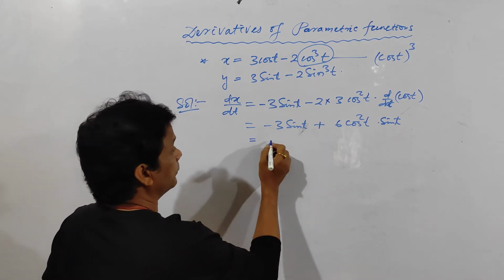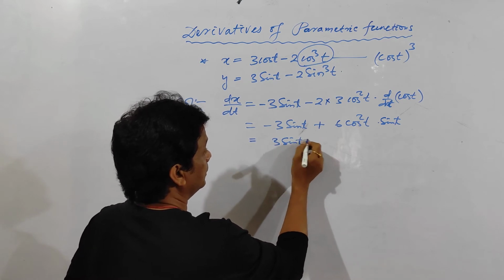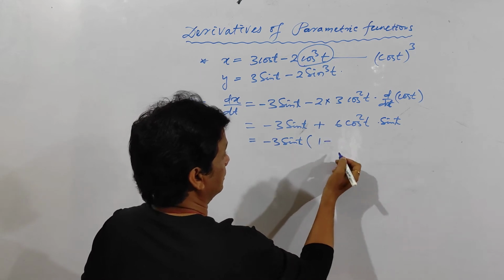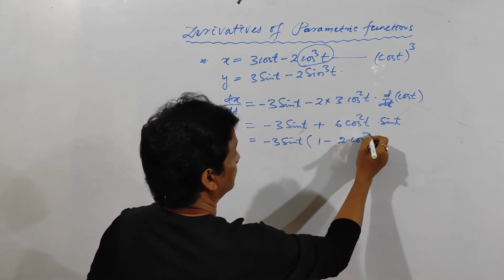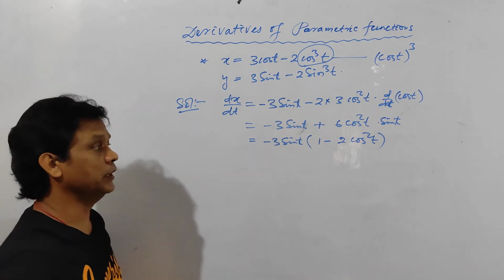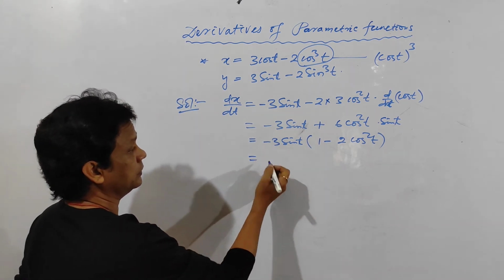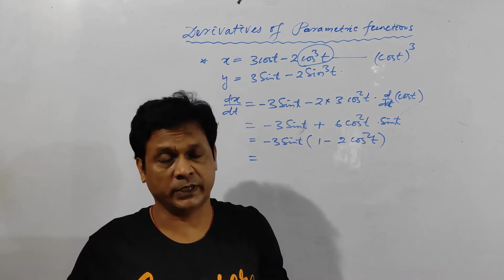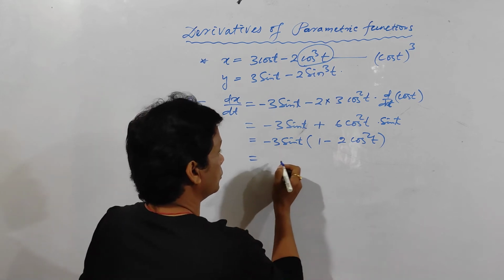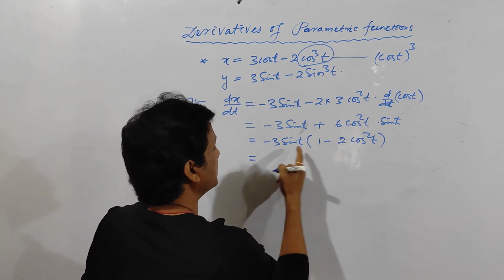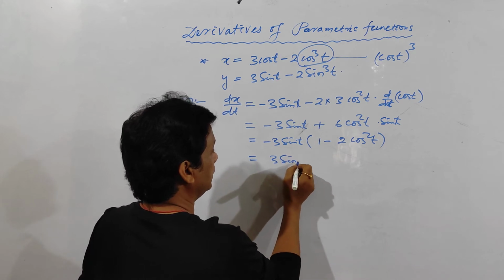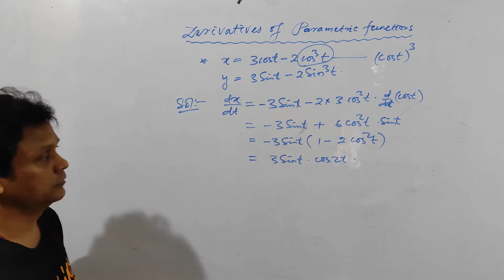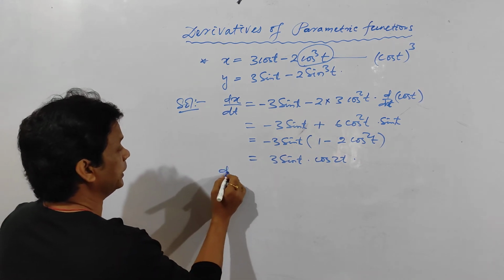So we can take common also. Take 3 sin t common. It will become minus 3 sin t, then 1 minus 2 cos square t. Clear? Now see here. And the formula, 1 minus 2 cos square t, that means 2 cos square t minus 1 is cos 2t. So if you revolve this one, it will become plus 3 sin t into cos 2t. Clear?